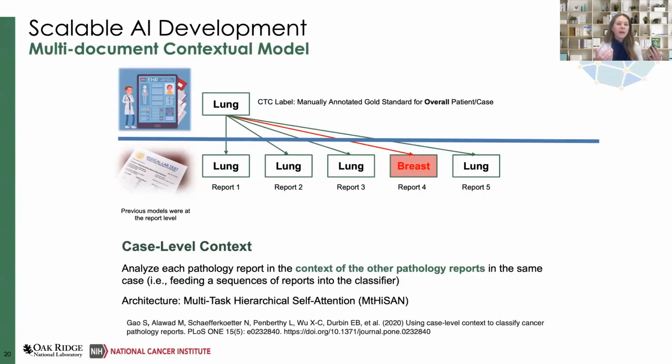So this case level context, or multi-document contextual model, as I mentioned, combines information across reports and allows us to make more accurate predictions. So we are able to really analyze each pathology report in the context of the other information that we have about the patient. And we found that this type of model improves our prediction substantially. And this is what the most recent release of our information extraction model uses for predicting the different phenotypes.